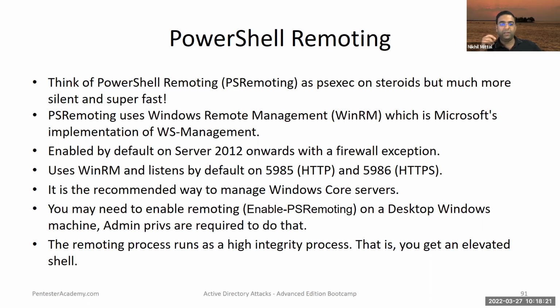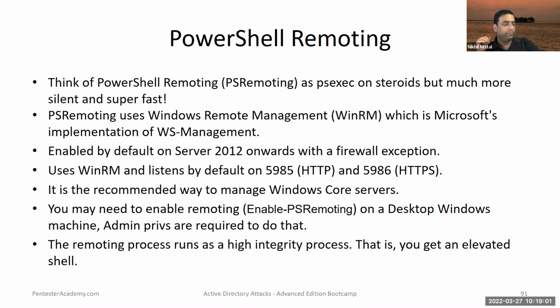PowerShell remoting uses WinRM, Windows Remote Management. WinRM is Microsoft's implementation of WS-Management, which is an industry standard for inventory management. PowerShell remoting is enabled by default on Server 2012 onwards for server operating systems, and a firewall exception is already added on Windows Firewall for it. WinRM by default listens on port 5985 for HTTP and 5986 for HTTPS if SSL is used. PowerShell remoting is the recommended way to manage Windows Core servers.